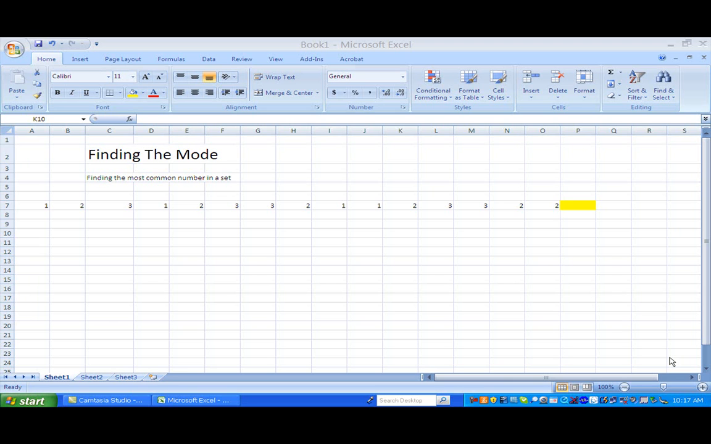Well, the first thing I do is I click where I want to see the answer, and that is in the yellow box. Now, the first key I push when I do a formula is always going to be which key again? The equal sign, exactly. Now, remember, I'm not adding, subtracting, multiplying, or dividing. I'm telling the computer to find a mode.